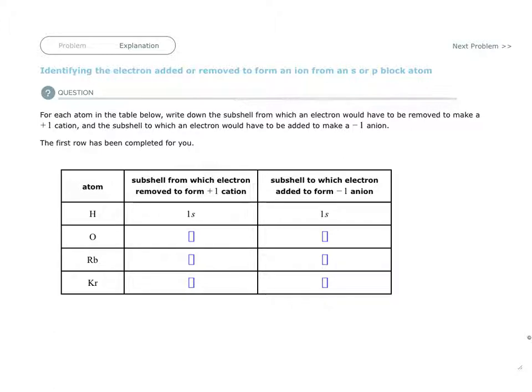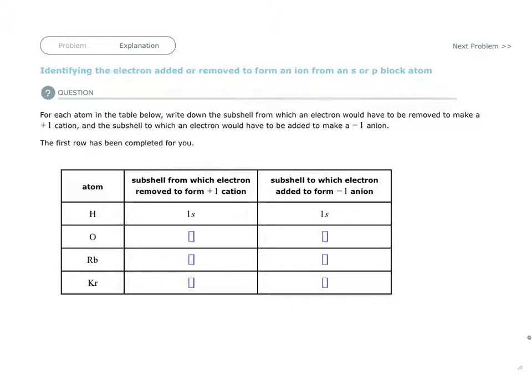If you're going to add an electron to make it a negative, it depends where you're going to add it. If you are at the beginning or the middle of a subshell and you add one electron, you're going to add it to that same subshell. But if you're at the end of a subshell, like if your subshell is full already and you add one more electron, you're going to have to go to the next subshell that's available, the lowest energy level subshell. So this is a pretty straightforward question.